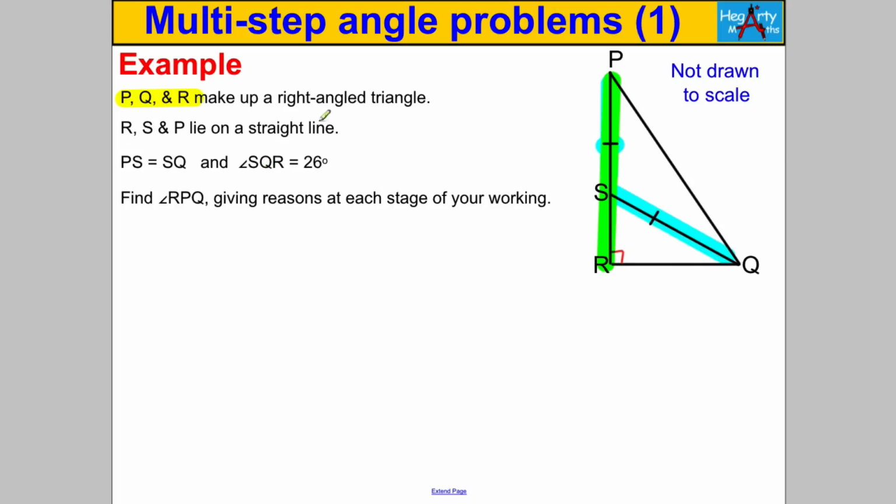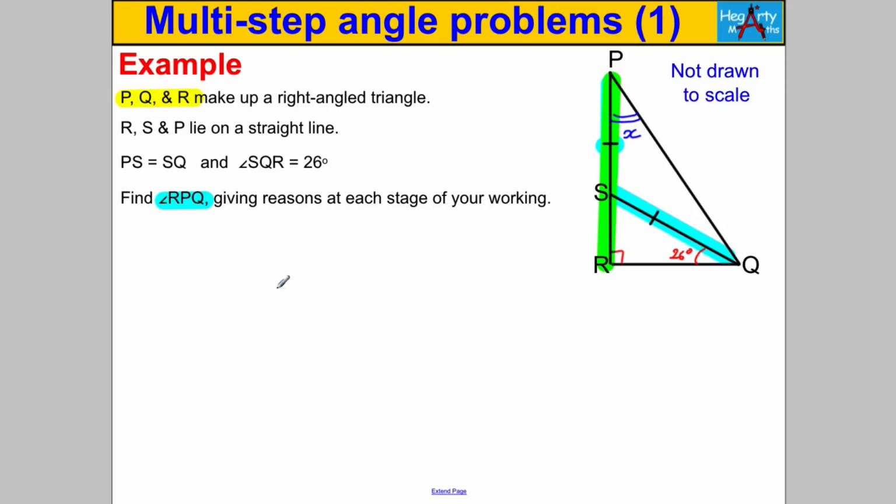And SQR is equal to 26. So let's put that in. S to Q to R, this angle here, is equal to 26 degrees. We're asked to find RPQ, which I'll probably call X. So R to P to Q, this angle here I'll call X, giving reasons at each stage of our working.